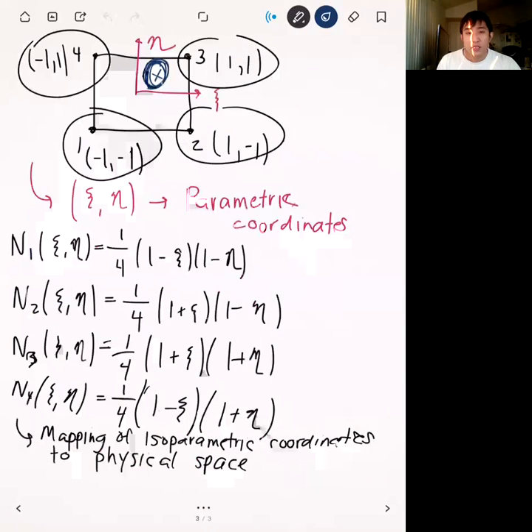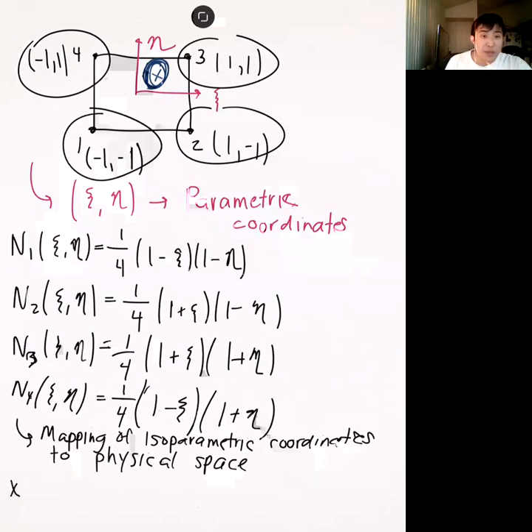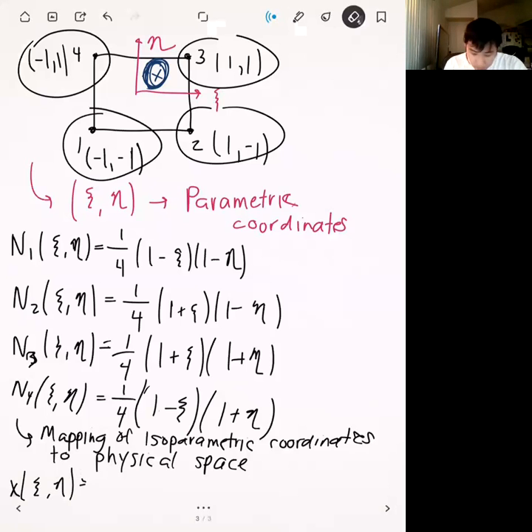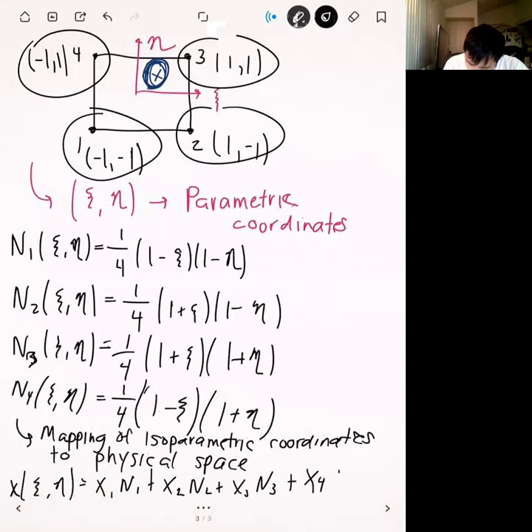Okay, but we need to make this mapping mathematical, and we need to make it explicit so that we can make use of it in our calculations later. And this mapping conveniently uses the shape functions which we have defined above. So we have x of xi and eta, and this is going to be x1 N1 plus x2 N2 plus x3 N3 plus x4 N4, right? And you have a similar expression for y as well.